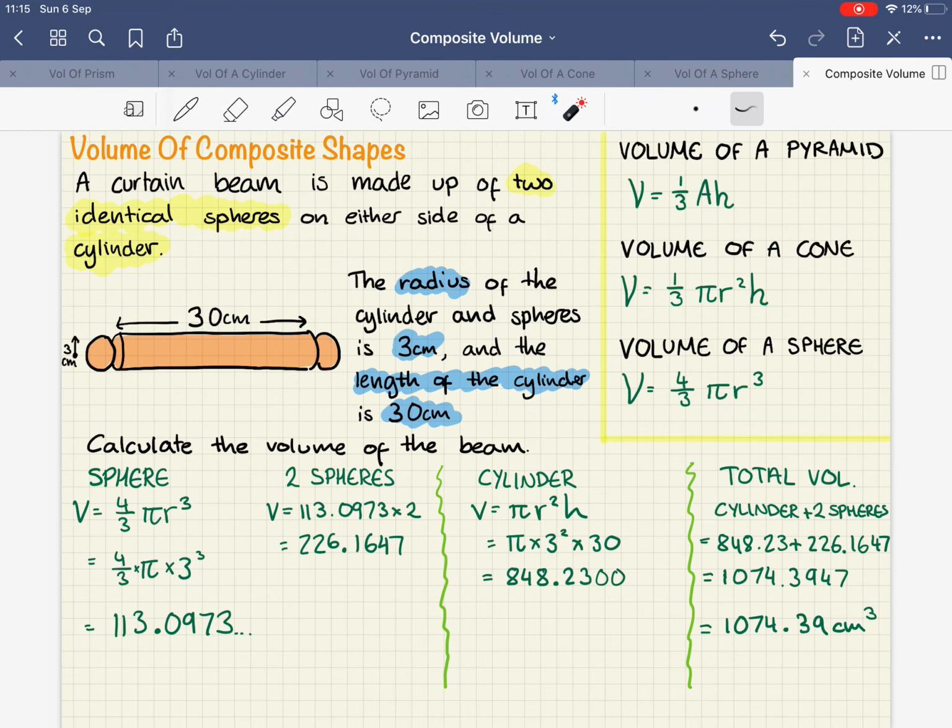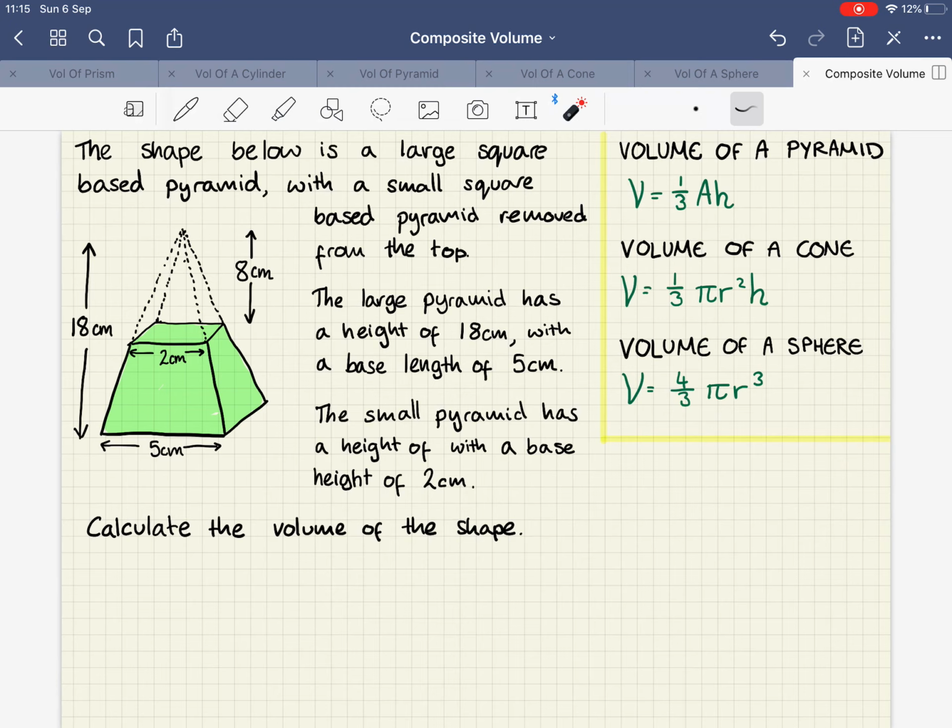Okay, so let's take a look at another question then. So here, the shape below is a large square-based pyramid. So I'm going to highlight that. So firstly, I've got a large square-based pyramid with a small square-based pyramid. And then I've got this keyword is removed from the top. So the fact it says removed instantly tells me I am subtracting these volumes.